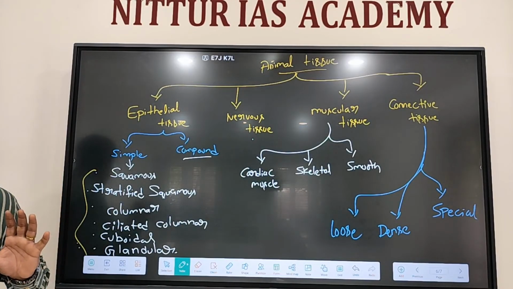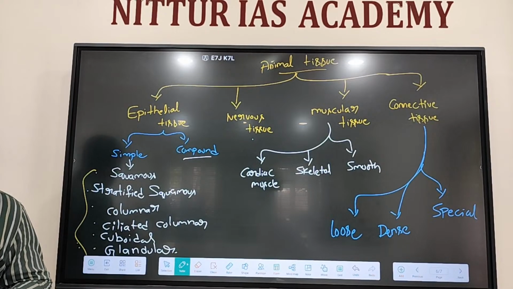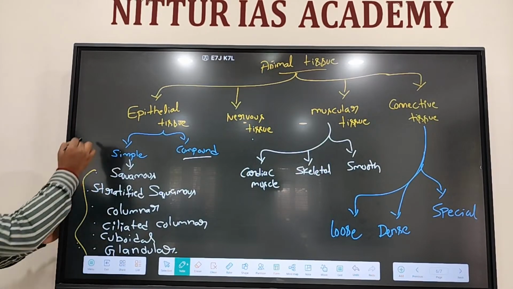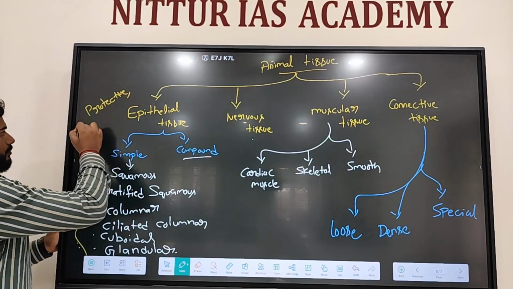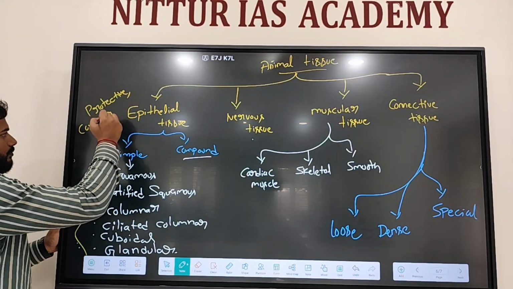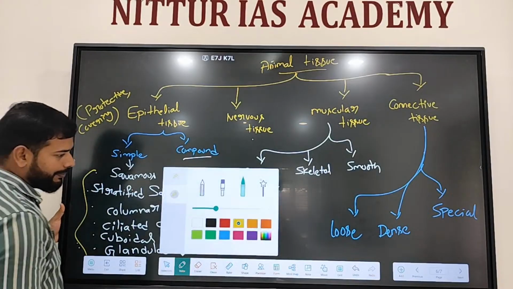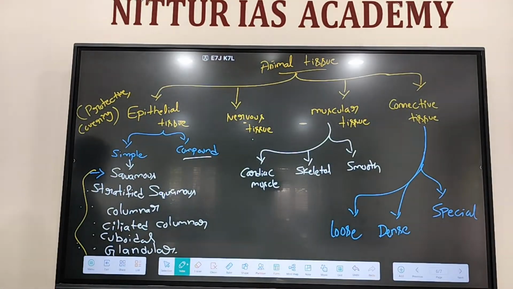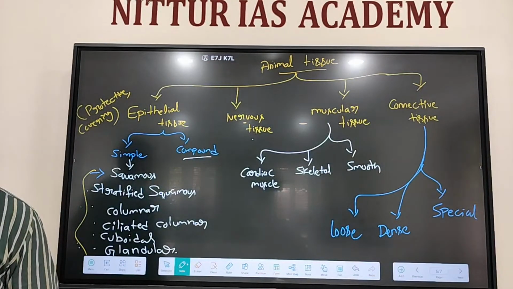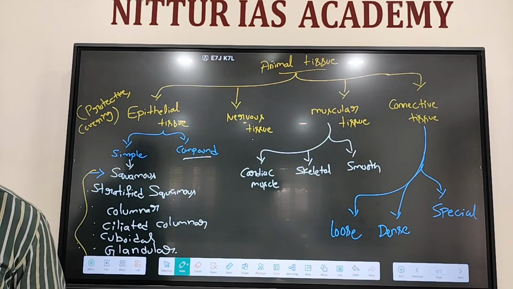Epithelium means protective, covering tissue cells. Epithelial tissue means protective, covering tissue. Simple epithelium: under simple epithelium we have squamous epithelium, which will be seen in the absorption parts of our body.